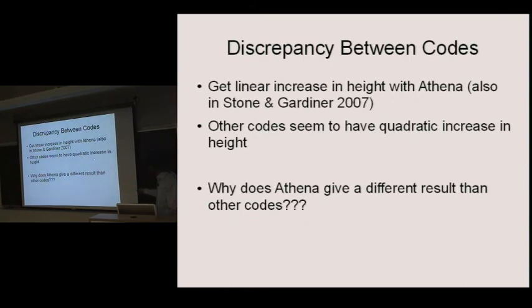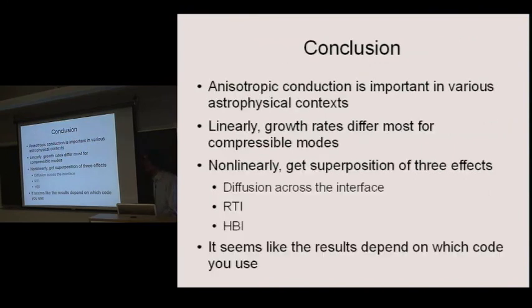But if you look at other codes, the height does increase quadratically with time. So for some reason, Athena gives a different result, and it's unclear to me why this is the case. Are the other codes fully compressible? You can do this problem with Flash, which is a fully compressible code, and you get that h goes as t squared. I should say that Flash probably used a different initial perturbation than what I used.